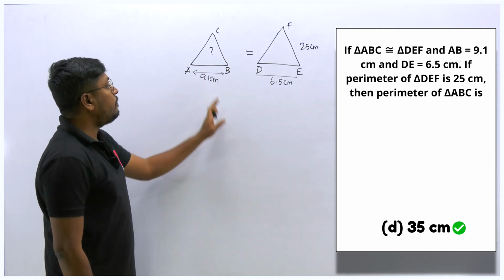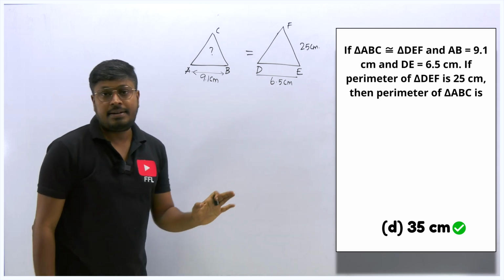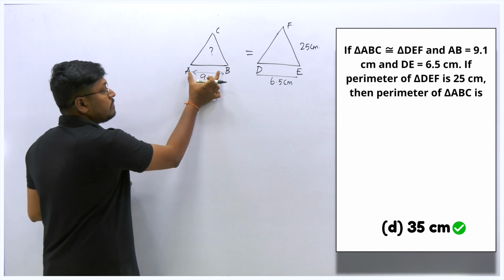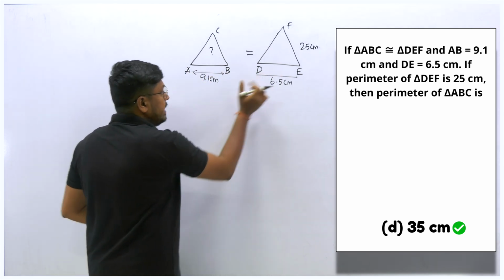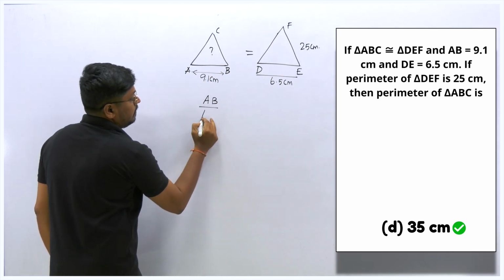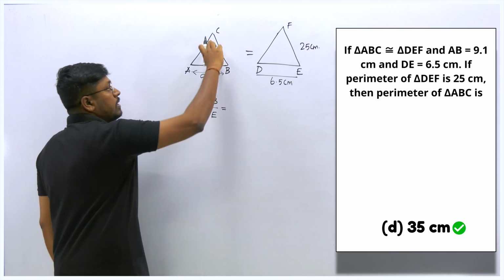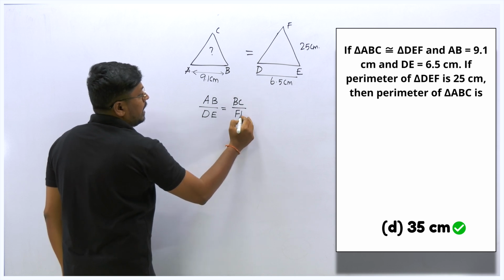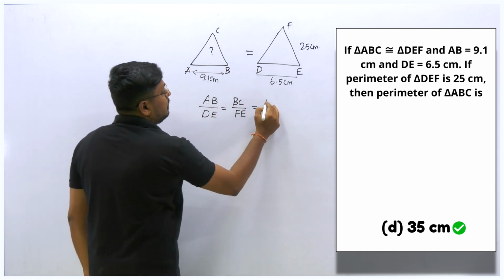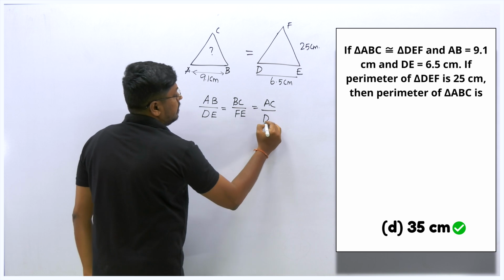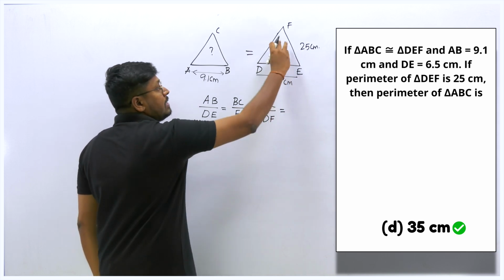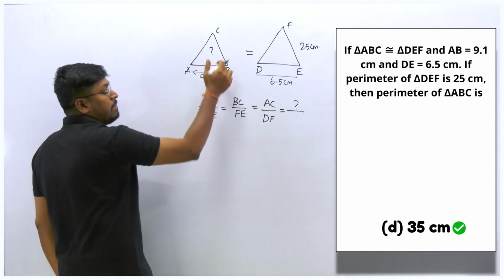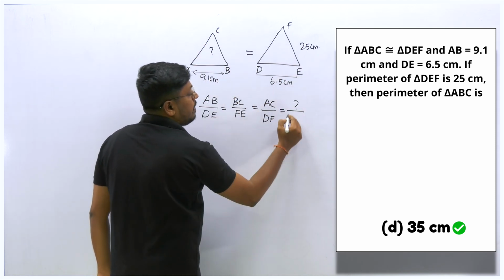So friends, listen here, if both the triangles are congruent, you have to remember one thing: the corresponding sides are parallel. For example, AB will be parallel to DE, BC will be parallel to FE, similarly AC will be parallel to DF. So this perimeter corresponds to that perimeter. This perimeter is unknown because the ABC perimeter is unknown, but this perimeter, what they have given, is 25.